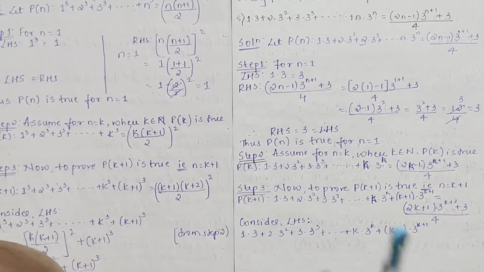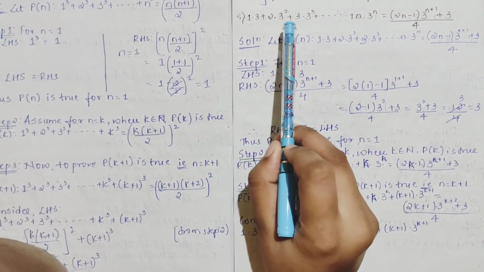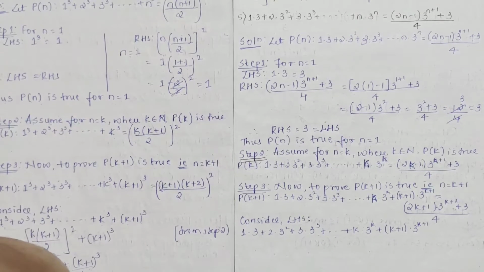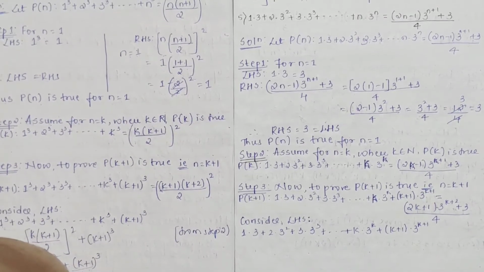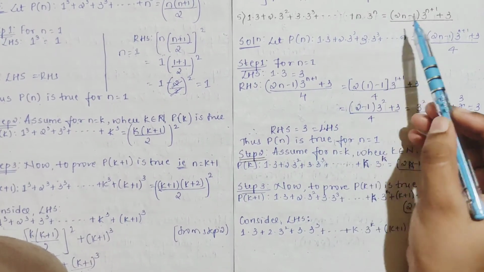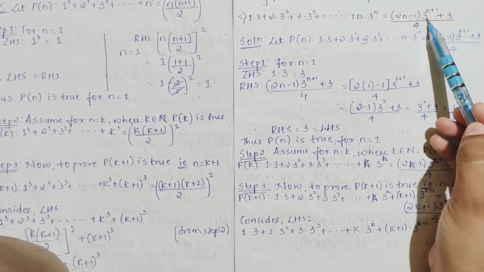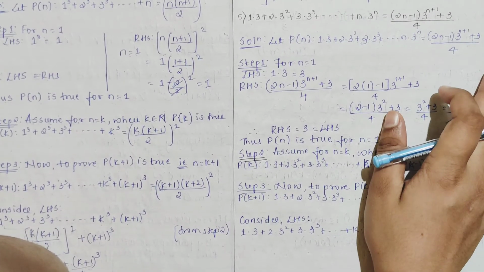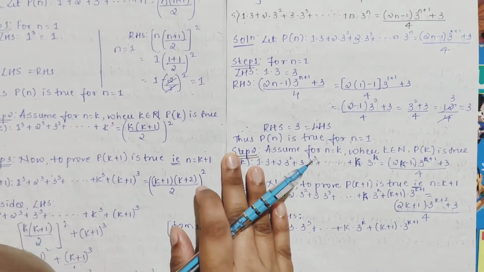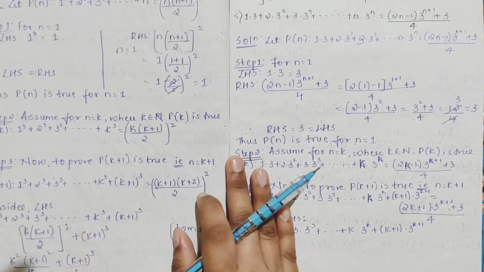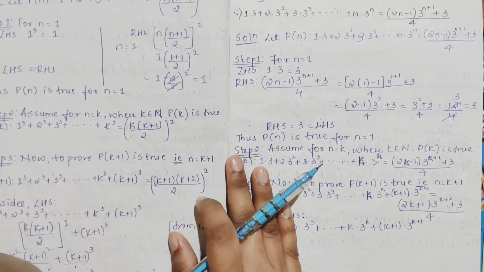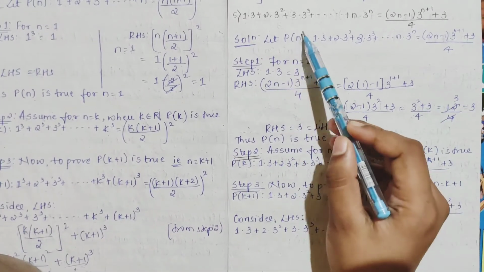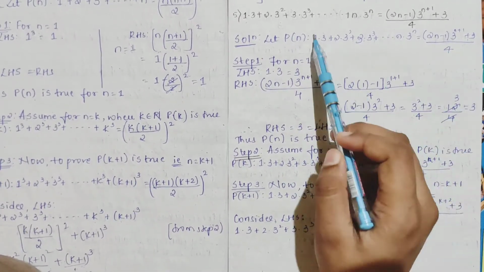So next question: 1 into 3 plus 2 into 3 square plus 3 into 3 cube plus so on up to n into 3 raised to n, which is equal to (2n minus 1) into 3 raised to (n plus 1) plus 3, whole divided by 4. So you know this pattern, how you have to do. You know the proper method. So we will head up. First write, let it be P of n, your question.